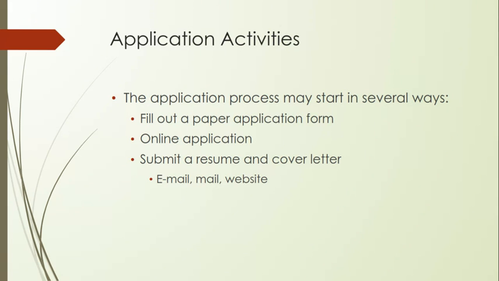Application activities. There are several ways that the application process can start. Number one, you might have to physically go to the place and get a paper form, fill it out with a pen, and then return it back to the place of employment. Sometimes you can fill out an application online, or you might need to submit a resume and cover letter. So, some different places have different things.